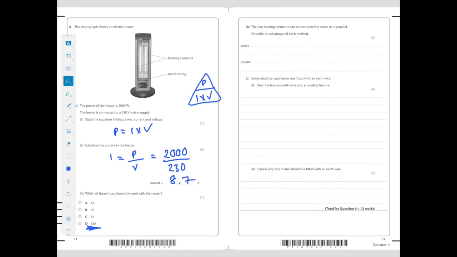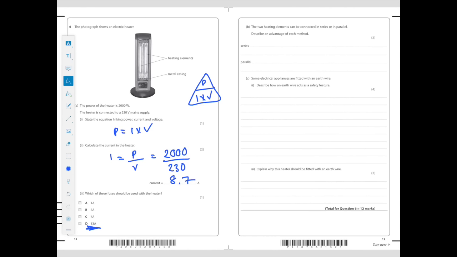Some electrical appliances are fitted with an earth wire. Describe how an earth wire acts as a safety feature, and that is worth 4 marks. So state that first of all the earth wire is connected to the metal casing, and that if the casing becomes live, the earth wire provides a low resistance path to obviously the earth. And then you can talk about the use of a fuse which is attached to the earth wire, so that increase in current will cause the fuse to melt, breaking the circuit, which cuts off the supply.